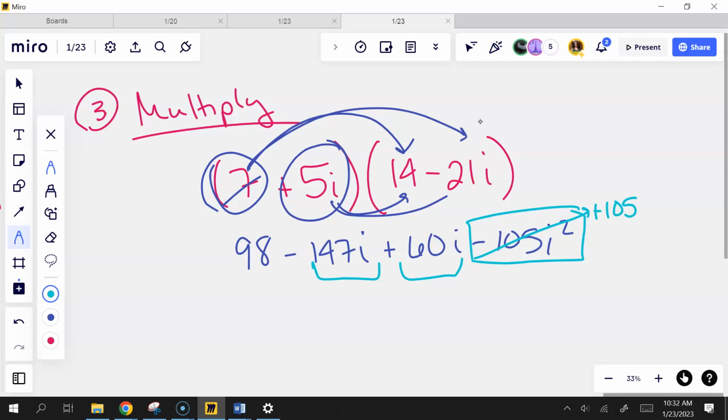So now let's put the numbers together that go together first. 98 and 105 give me 203. And then in the middle, I have negative 147i and 60i. I'm trusting you. And I'm done. That's the answer.